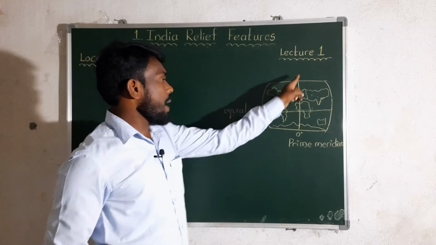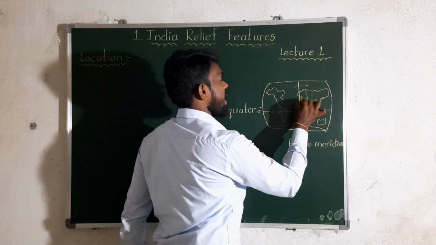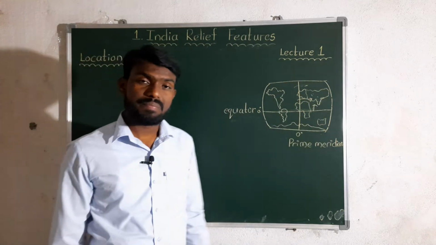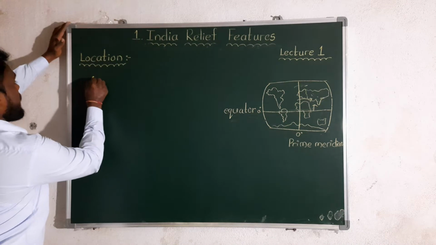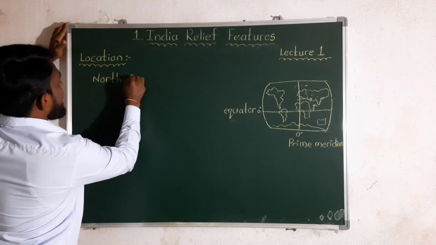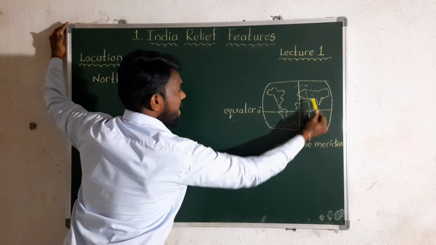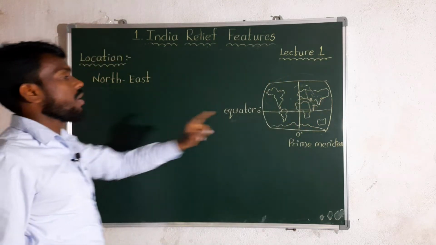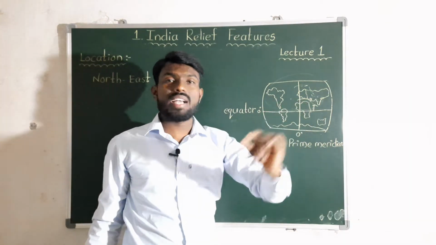Coming to the prime meridian, India is located in the east direction from the prime meridian, and with respect to the equator in the northern hemisphere. So simply, India is located in the northern hemisphere, on the east side, from the 0 degrees longitude, which is called the prime meridian. This is the location of our country in the world map.